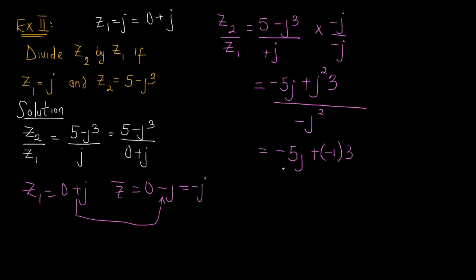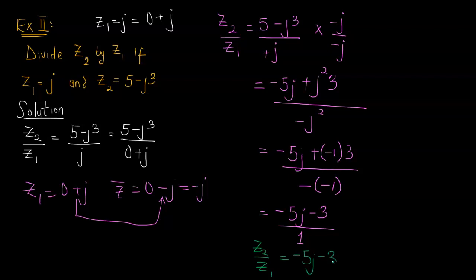And I've got a 3 here. So this is minus, j squared is a minus 1. So this is minus 1. So this gives negative 5j. Plus times minus is minus. Minus 1 times 3 is minus 3. Divided by negative negative is positive, so this is just 1. So we can see that z2 over z1 is equal to negative 5j minus 3, which can be written as, if I factor out a negative 1, negative 1 brackets 5j plus 3.